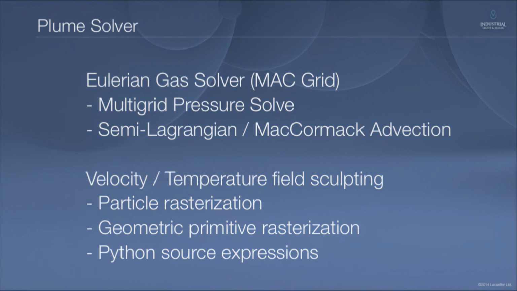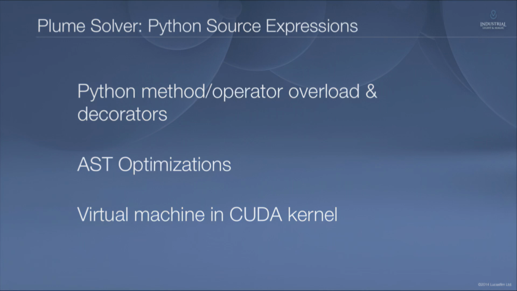Source expressions really saved us on a number of shows because they're used in various ways. They allow artists to run a Python expression on the GPU. This is a very clever piece of code written by Dan Peponi. Using the native mechanism of operator overloading and decorators in Python, we were able to translate a full Python expression into an abstract syntax tree, then run the typical optimizations you run on an AST, like constant folding and dead branch elimination, and then translate that into bytecode that gets run in a virtual machine inside a CUDA kernel.